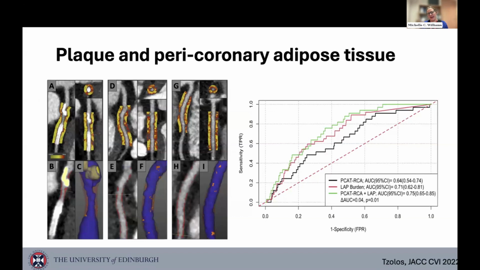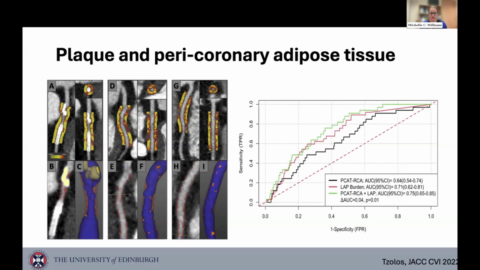And I've talked a lot about plaque. There's also what's outside the plaque to consider as well. The pericoronary adipose tissue attenuation or pericoronary adipose tissue radiomic characteristics might also be useful for predicting events, predicting high-risk patients, or predicting who might benefit from medical therapy.